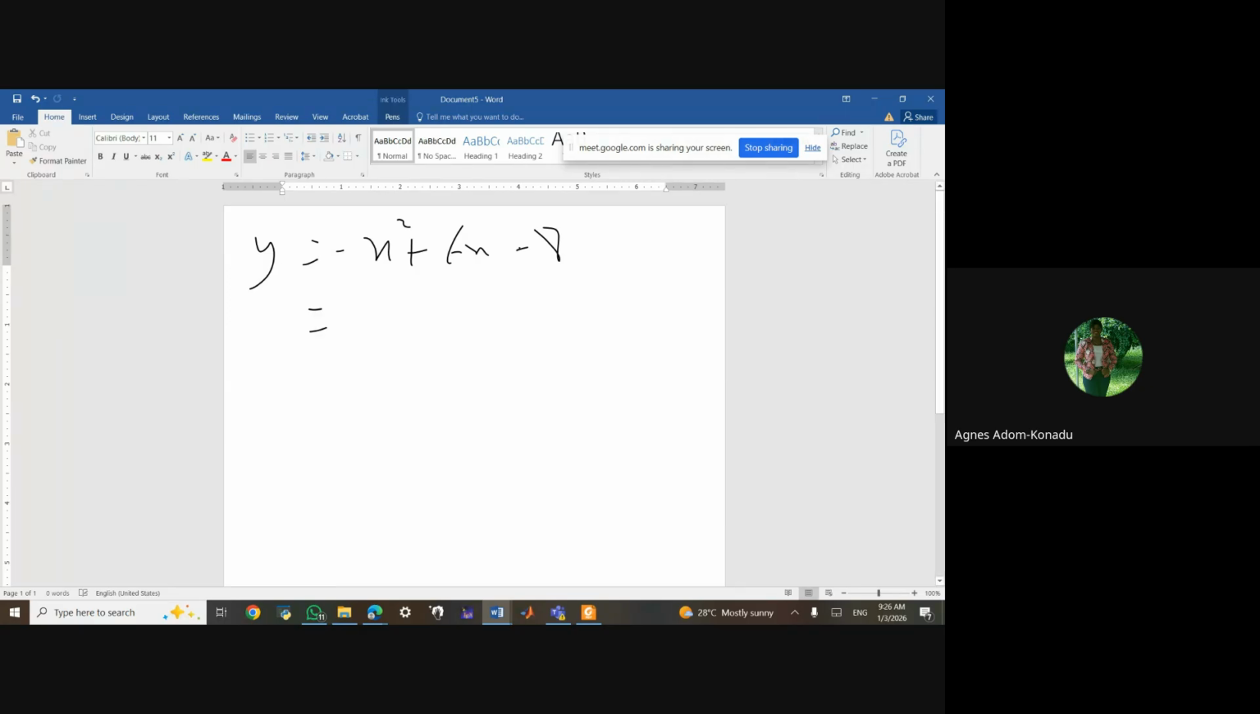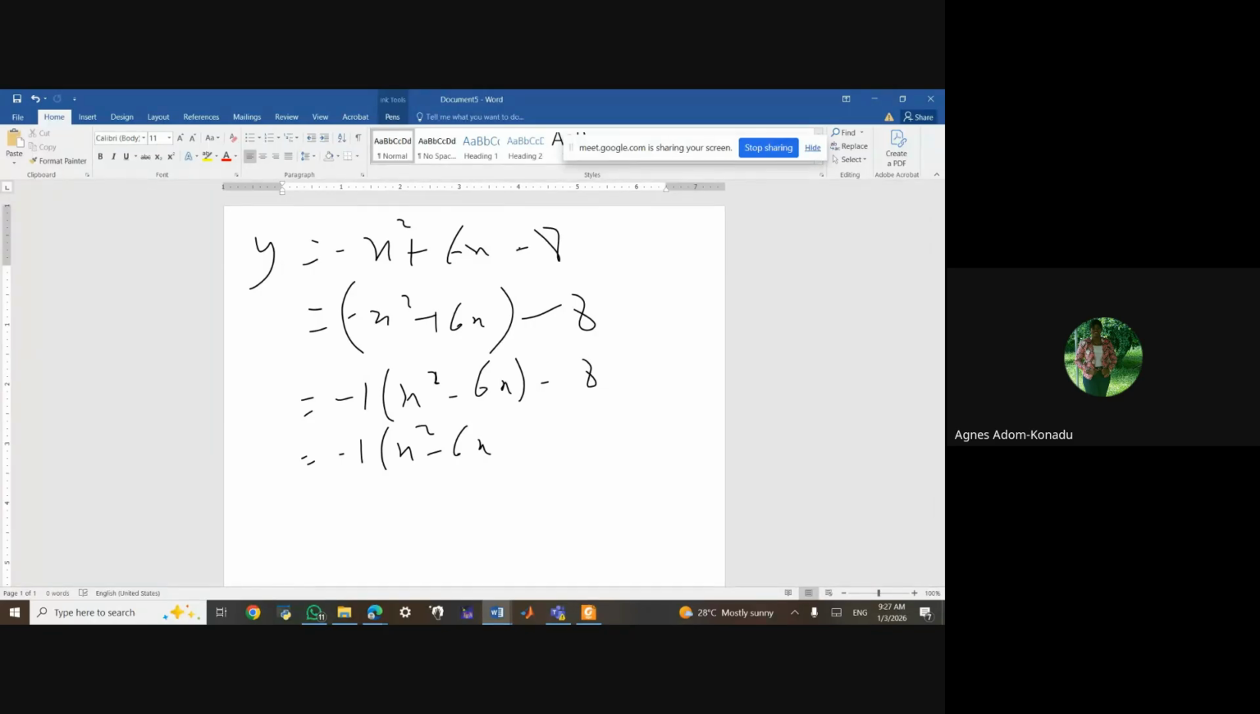So this is the same as minus x squared plus 6x minus 8. This is the same as minus 1 into bracket x squared minus 6x minus 8. So minus 1 into x squared. I said that you have to divide the 6 by 2. So minus 6x. When I divide the 6 by 2, it's going to be 3.